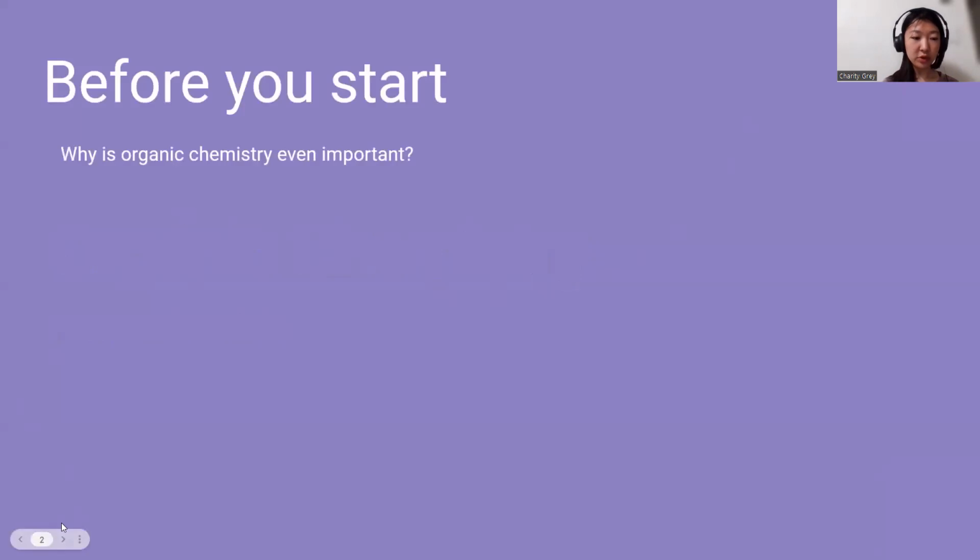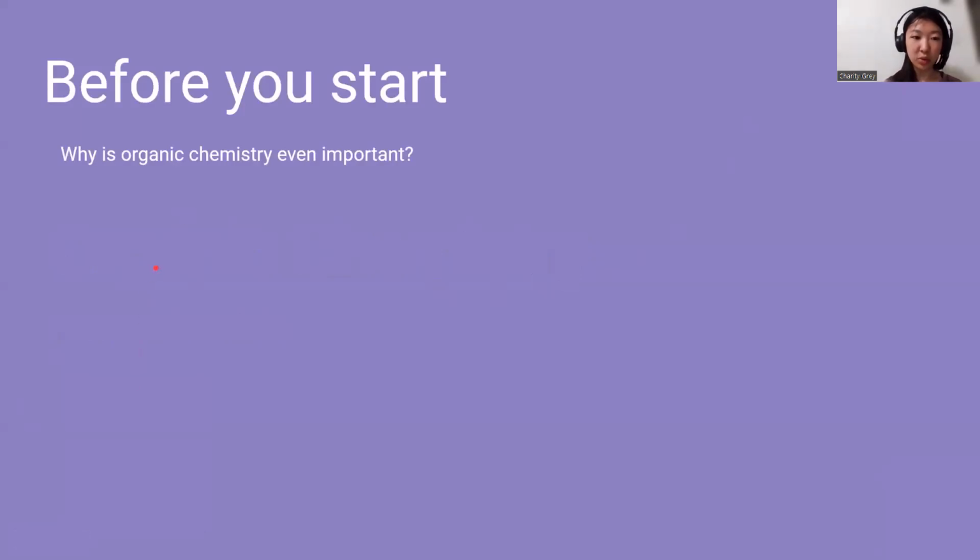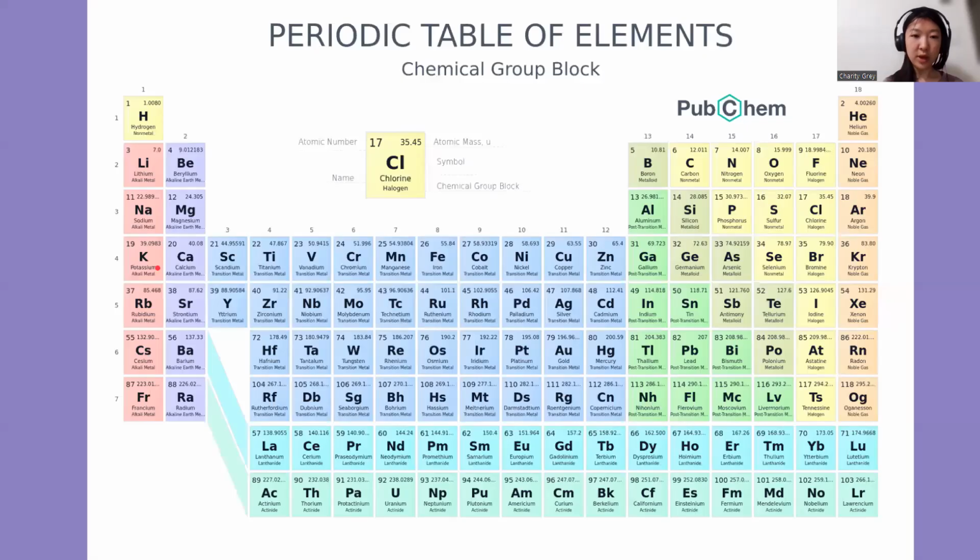So before you start, you first have to understand, why is organic chemistry even important? Well, this is chemistry, right? So these are all the elements on the periodic table. If you haven't been able to see this before, you should take time and review and know not every single element, but just the common ones that you'll see.